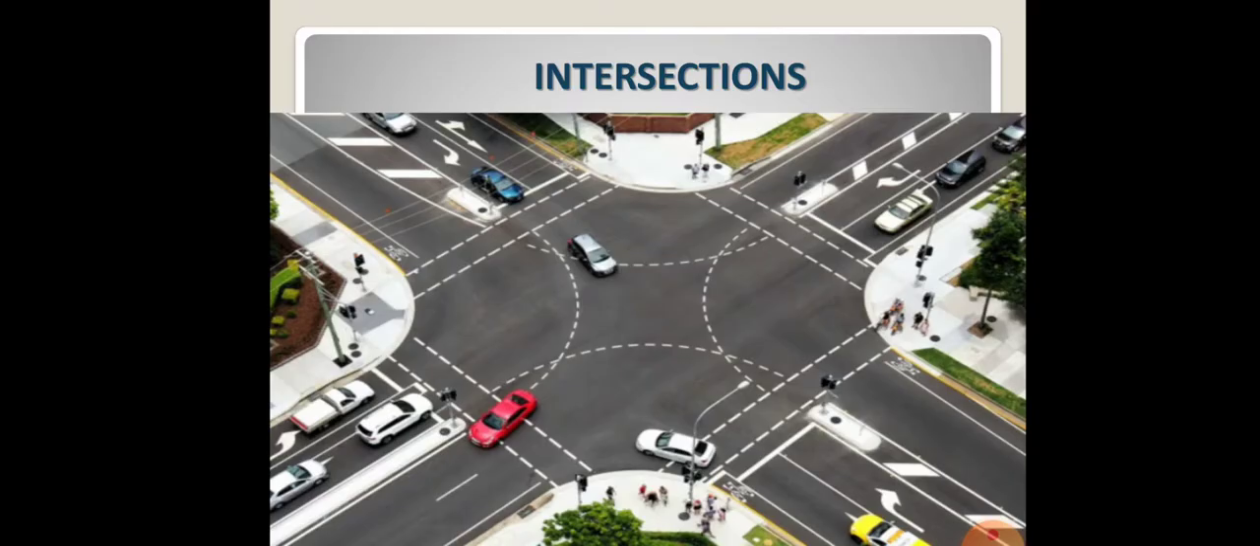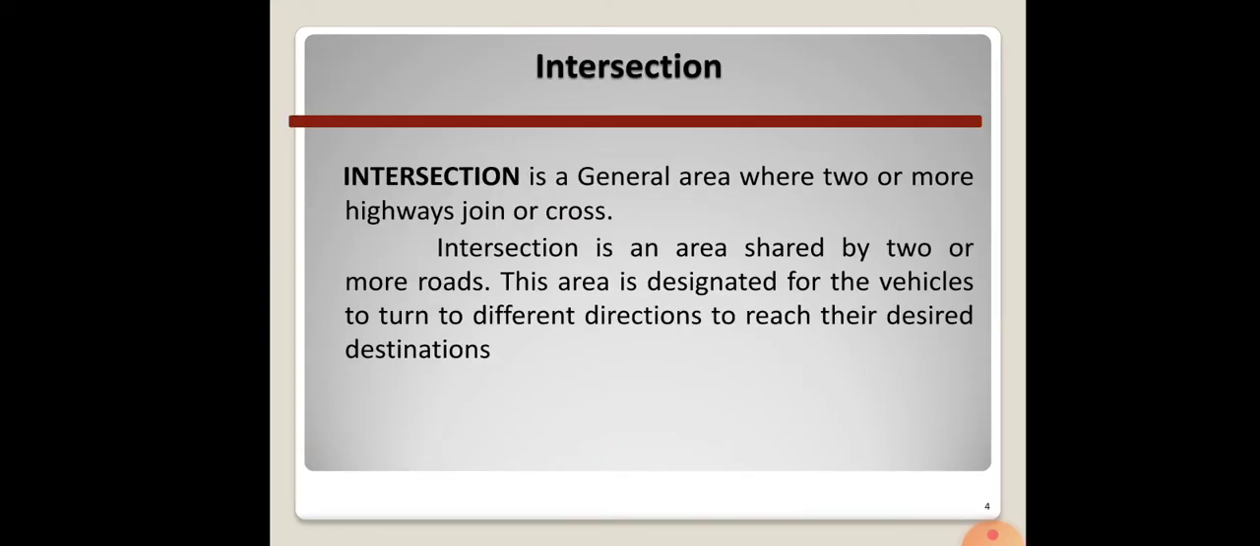So what do you understand by intersection? We know that when we travel on a highway, there are some general areas where two or more highways will join or cross each other, and this also includes the roadway and the roadside facilities for the traffic movements in that particular area. So an intersection is an area that is shared by two or more roads, and this area is actually designated for the vehicles to turn to different directions so as to reach their desired destination point.